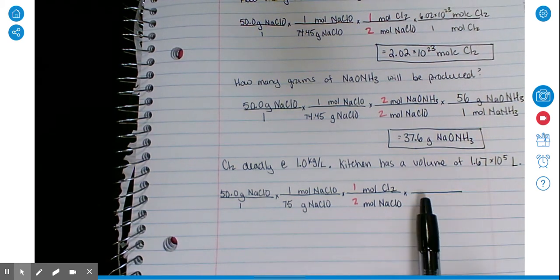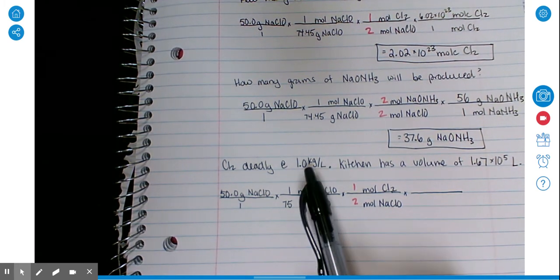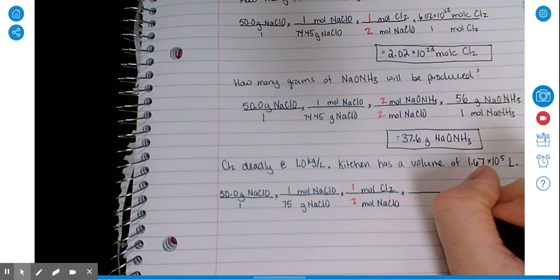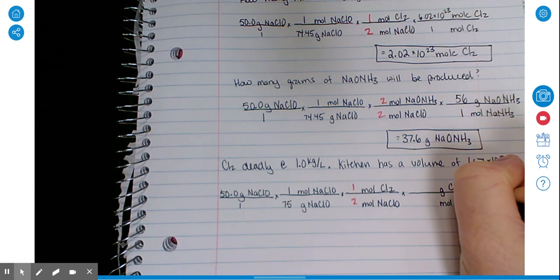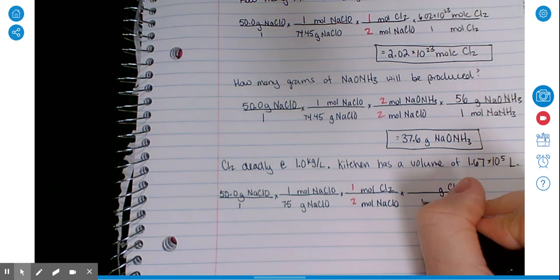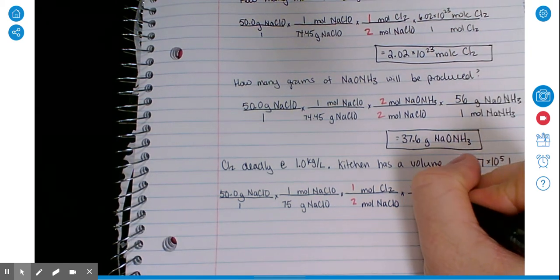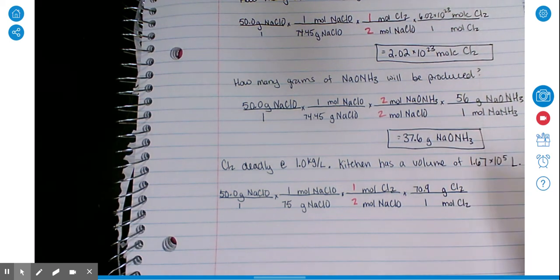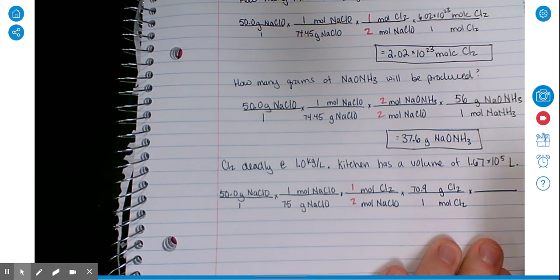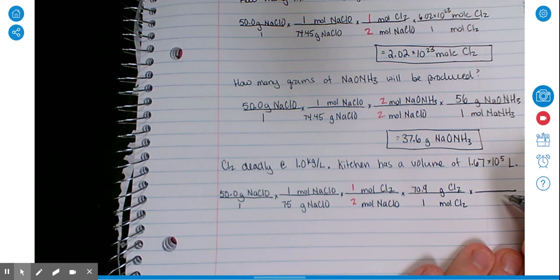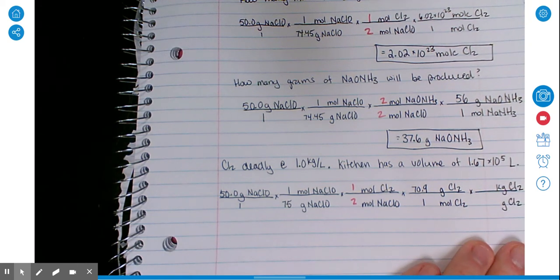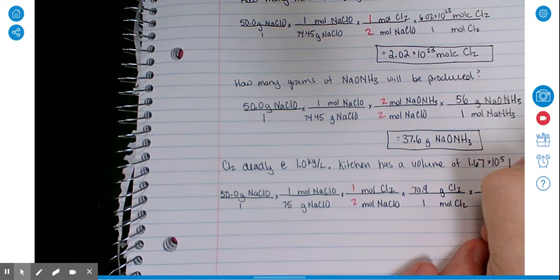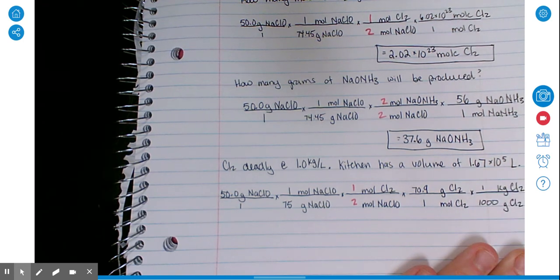From moles of gas, now we got to notice our labels. I need to get to kilograms per liters. So from moles of Cl2, I need to go to grams of Cl2. And I already calculated that. 1 mole, that we said that was 70.9 grams. And then from grams, I need to get to kilograms. So that would be from grams of Cl2 to kilograms of Cl2. Using my green sheet, I know that 1 kilogram contains 1,000 grams.